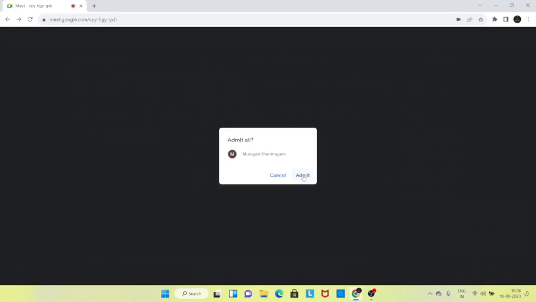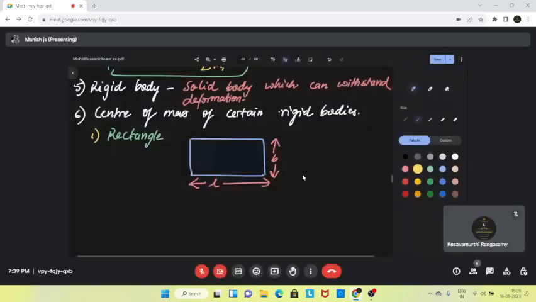Where does the center of mass lie for a rectangle? Guess. Yes. The center of mass for a rectangle is the point of concurrency of the diagonals, where they bisect. You can also take the point of concurrency of the lines of symmetry. If you draw the vertical line of symmetry and the horizontal line of symmetry, they will exactly meet at that point. Otherwise, you can also take the two diagonals.